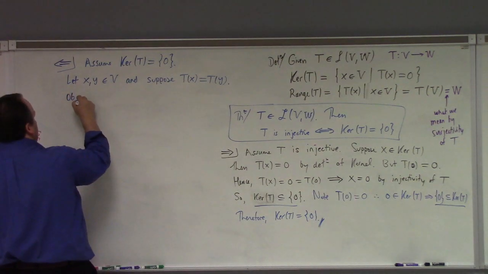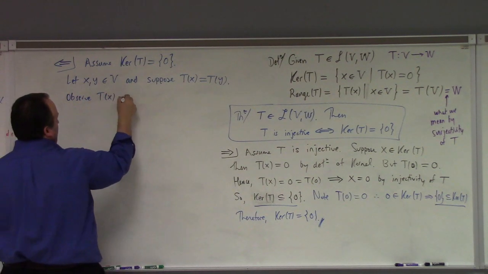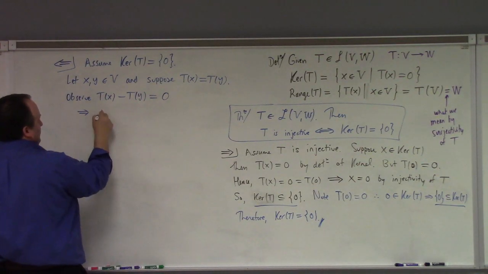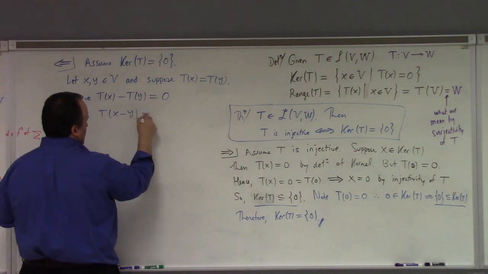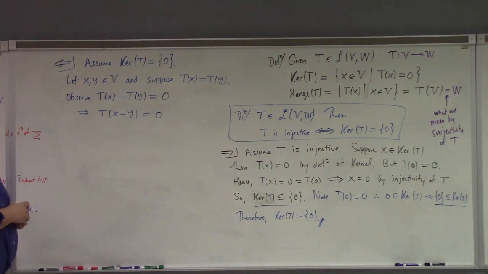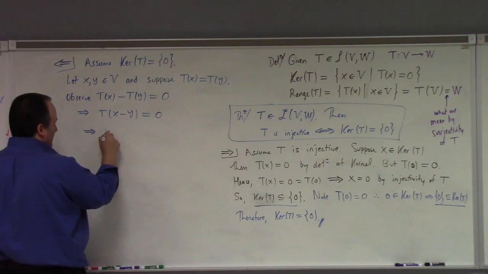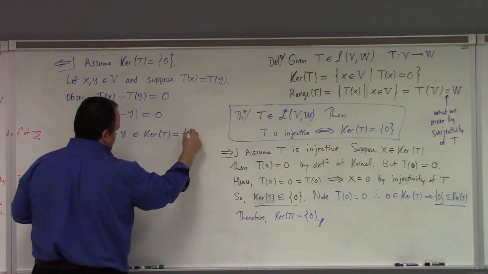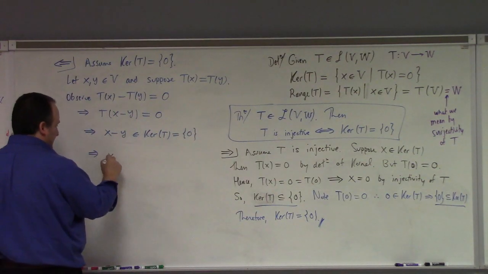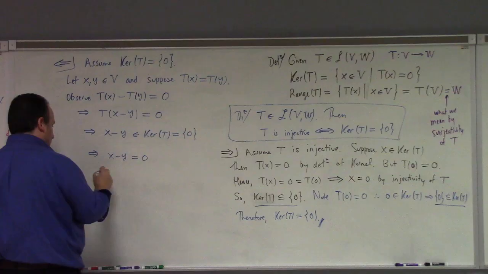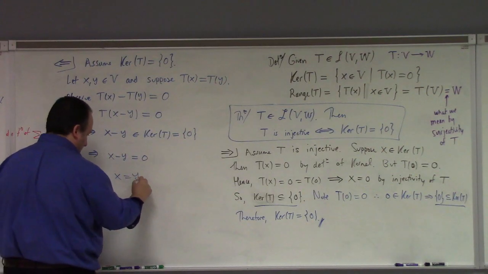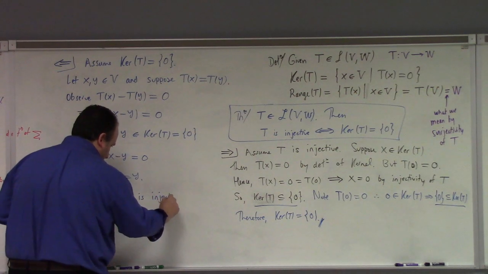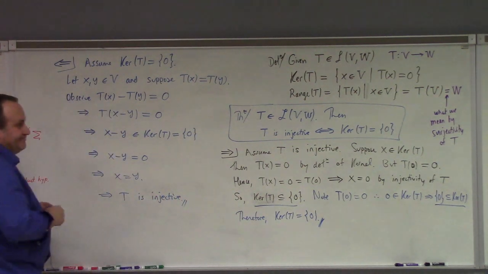Observe, T of x minus T of y is equal to 0, which implies that T of x minus y is equal to 0, which implies that x minus y is in the kernel of T, which, by the way, is the set containing 0, which implies that x minus y is equal to 0, which implies that x is equal to y, which implies that T is injective. And we're done.